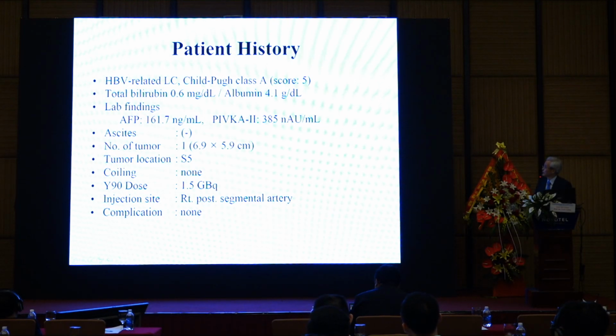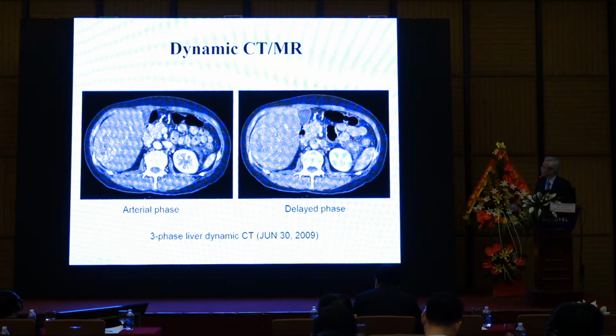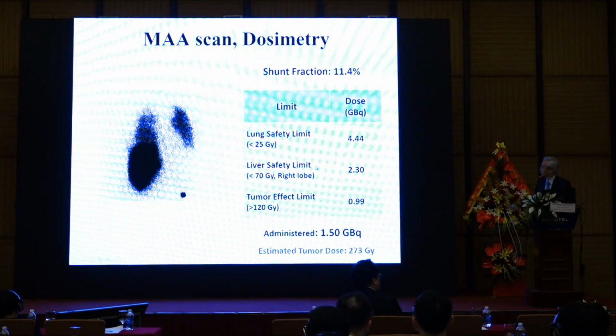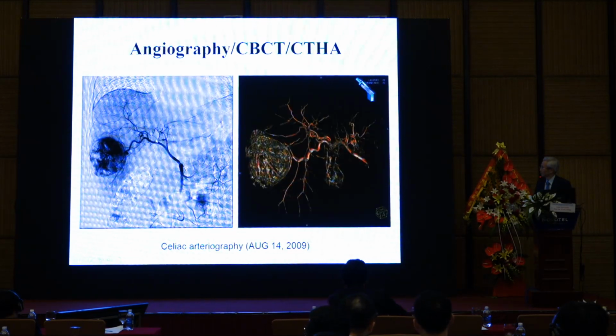I will show you an example. He's a Child A patient with good liver function. Here you can see a large nodular tumor. Of course, this tumor can be resected, but he underwent radioembolization. Here you can see a feeding artery.